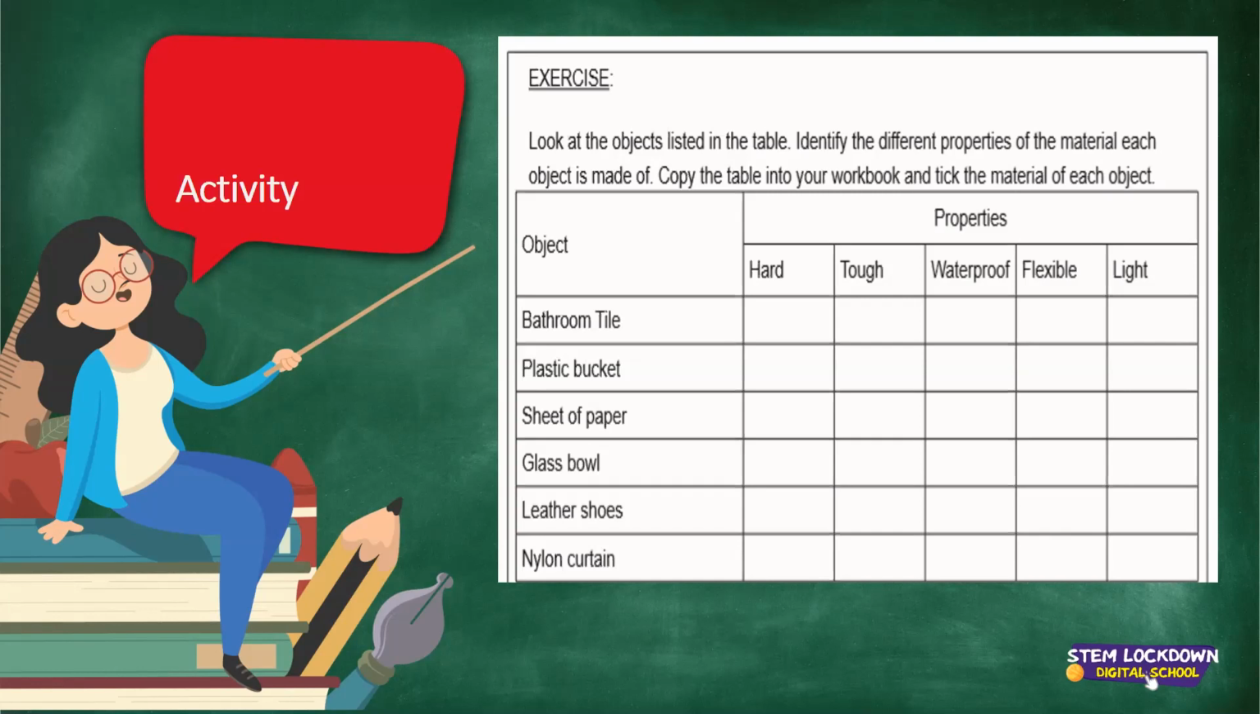On the screen, there's an activity. You can just do it on a piece of paper where you tick, and we'll look at the corrections shortly. The exercise says, look at the objects listed in the table. So these are the objects listed in the table.